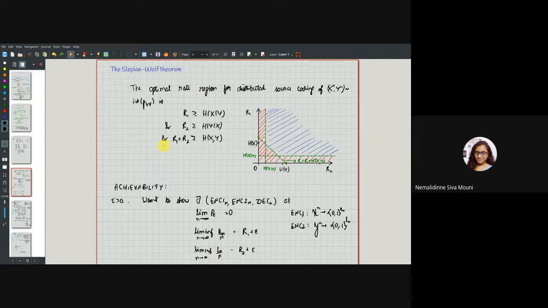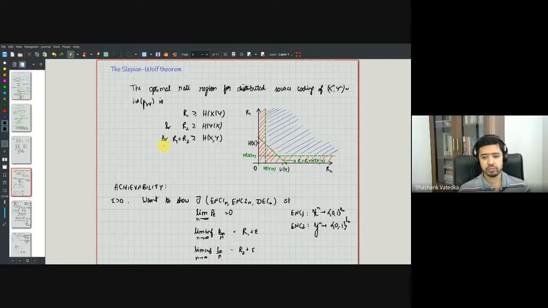Okay, sure, sir. All right. So basically, the non-achievable region is the union of the three regions: R1 less than H of X given Y, R2 less than H of Y given X, and R1 plus R2 less than H of XY. Yes, sir. Okay. All right. So any other questions?